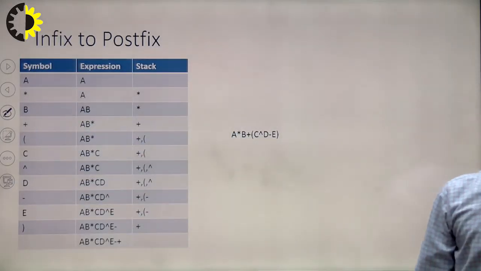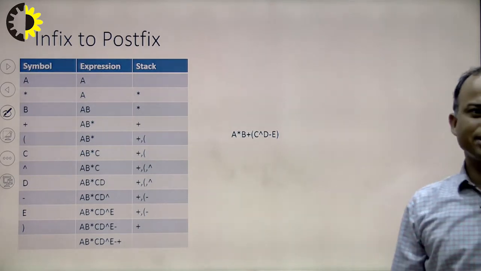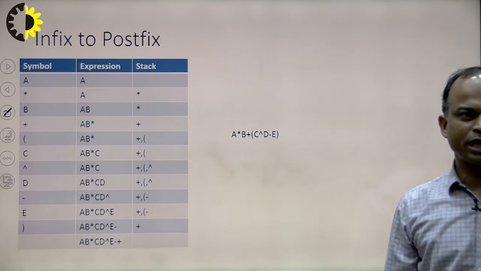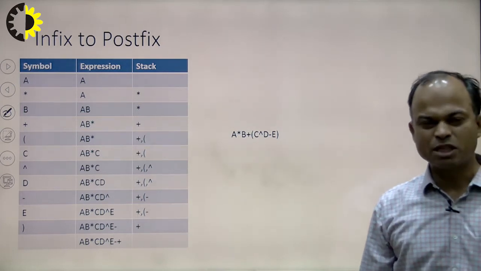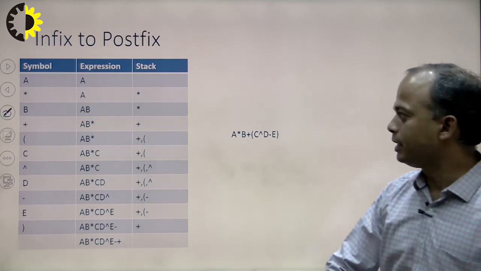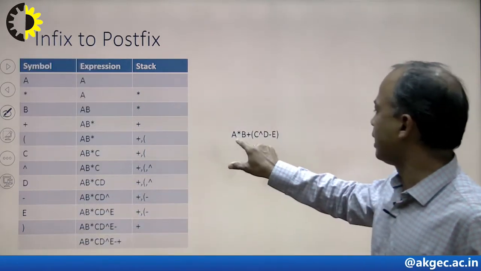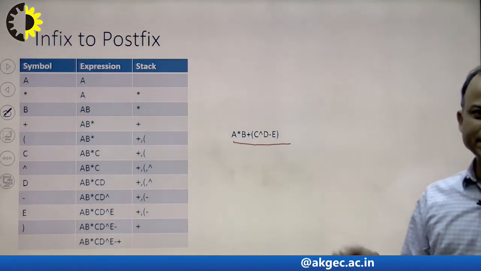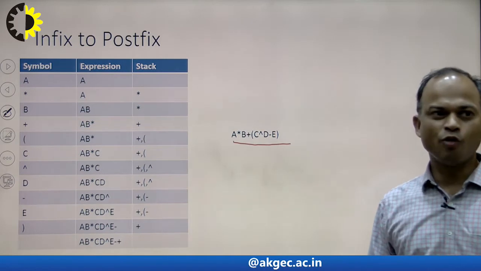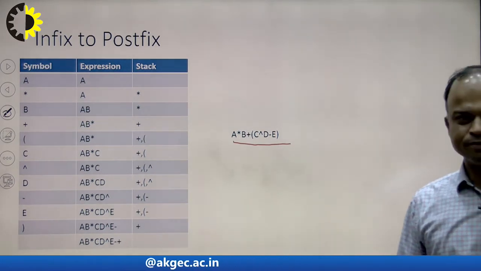Here we have infix to postfix, and how we can convert an infix notation to postfix notation. Our expression is given here: A multiplied by B plus C raised to the power D minus E. How can we convert this infix notation into postfix notation?